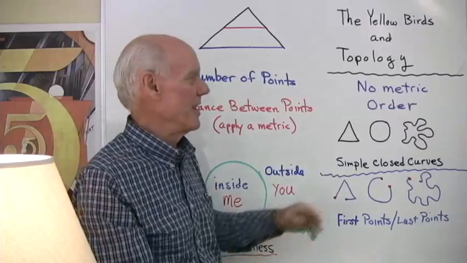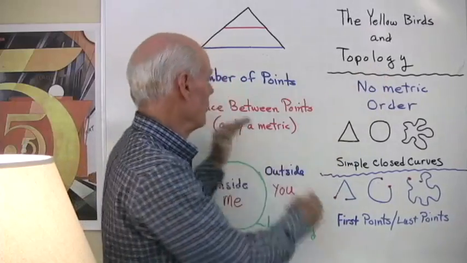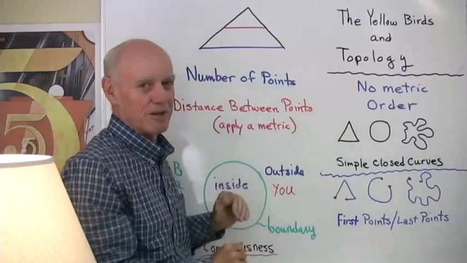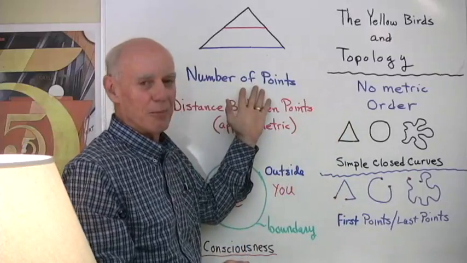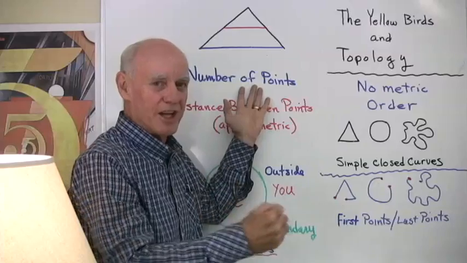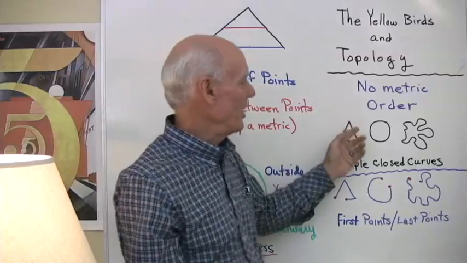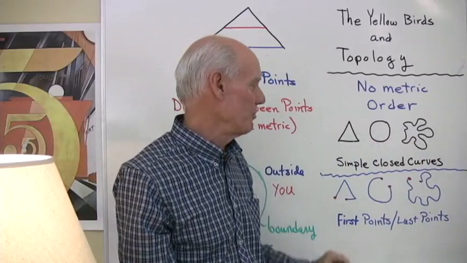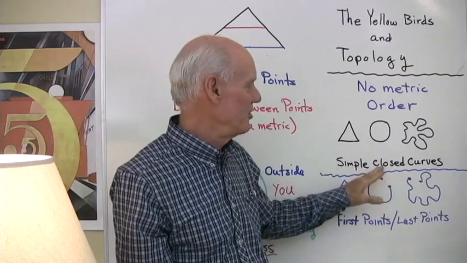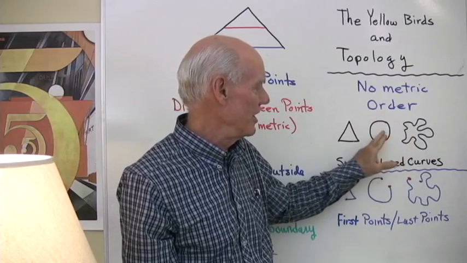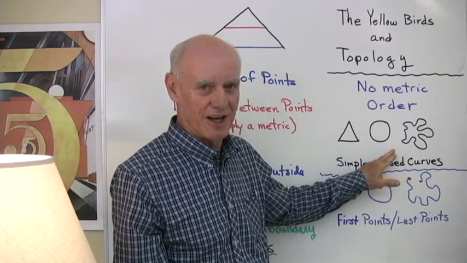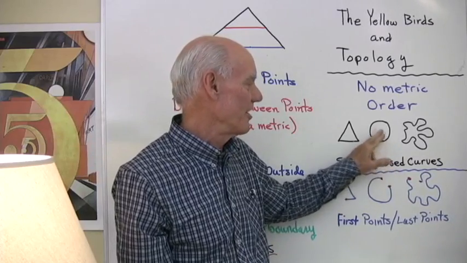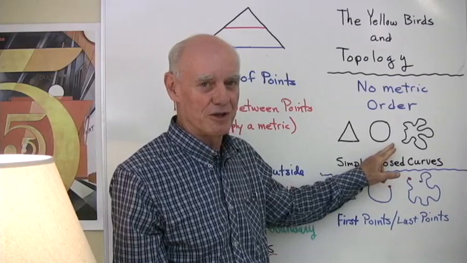Now, there's a branch of mathematics called topology where you don't do this. You just take away the metric completely and only look at the points on a line and the way in which they line up. So in topology, these three figures right here are exactly the same. They're all simple closed curves. And what they do is they divide the space they're in up into an inside and an outside. And you can't go from one to the other without crossing the simple closed curves.